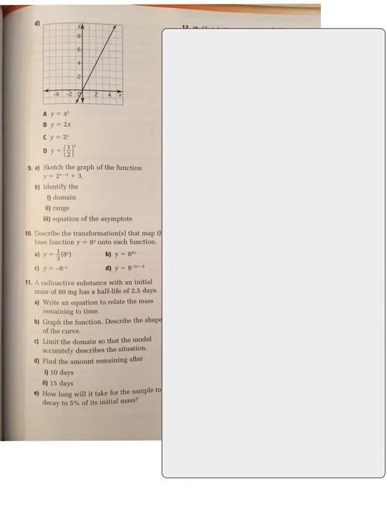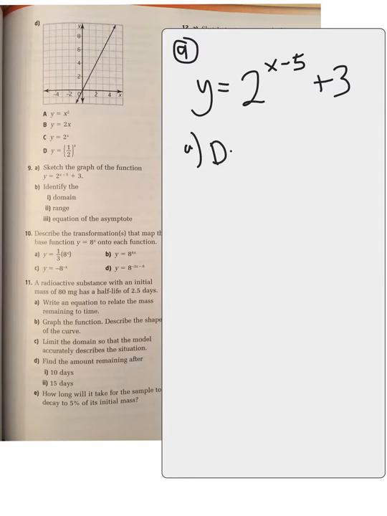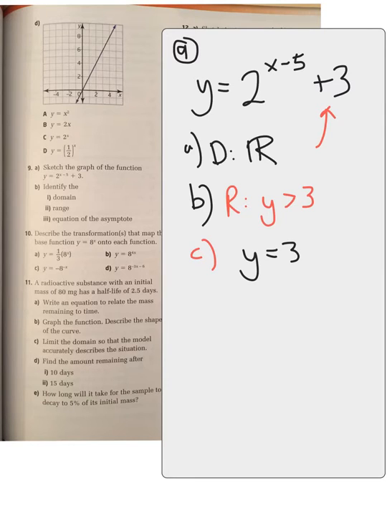Question 9. We've got to find the domain and range. Popular question. So y equals 2 to the x minus 5 plus 3. Well, the domain is going to be all real numbers. B, the range, relates to the 3 at the end. This graph has been shifted up 3, so range is y greater than 3. And then C, the asymptote, is going to be y equals 3. So quite easy, 1, 2, 3, and a fairly common question to ask on a test or a quiz.